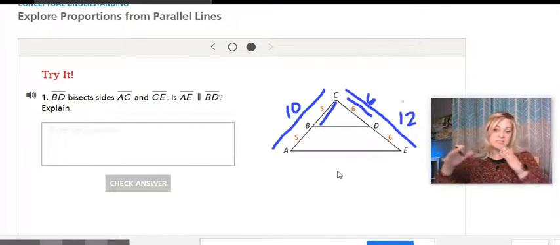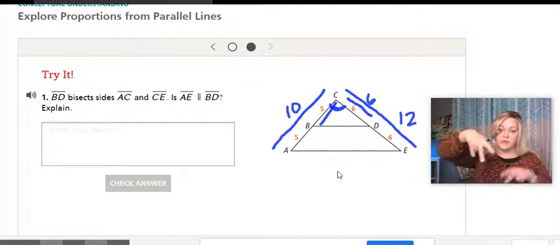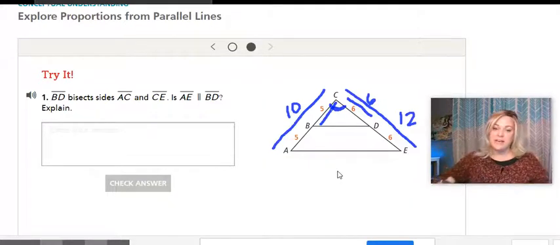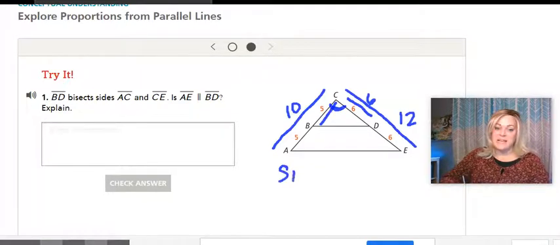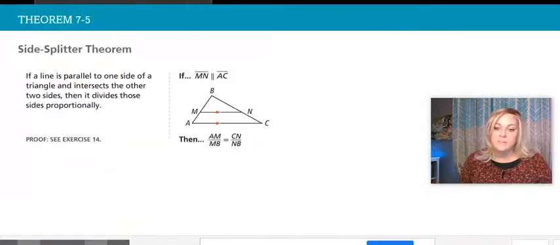So if I look at those side lengths, they are proportional. The short side times 2 equals the long side. And they have this angle, angle C, in common with both triangles. They overlap. They're sharing that. So these are similar by side angle side similarity, which means these side lengths or segments are parallel based on side angle side similarity.